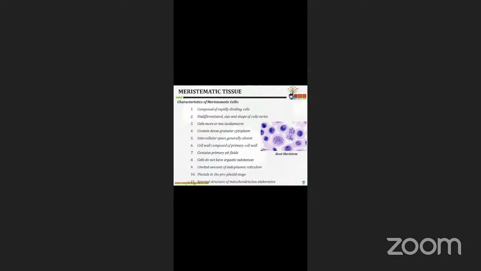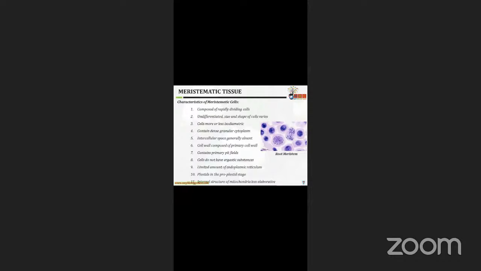Next, intercellular space is generally absent, meaning without intercellular space. Intercellular space means the gap in between cells. Other tissues show different types of cells, idioblasts and sclereids, and all show some spaces, but meristematic cells are without intercellular space. That is a main character of meristematic tissue.